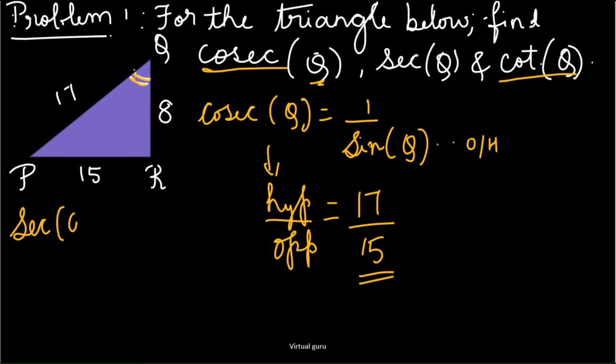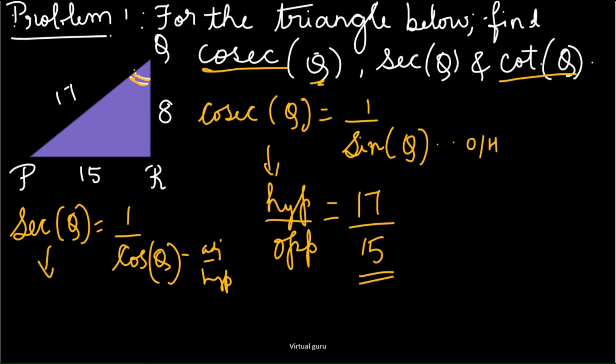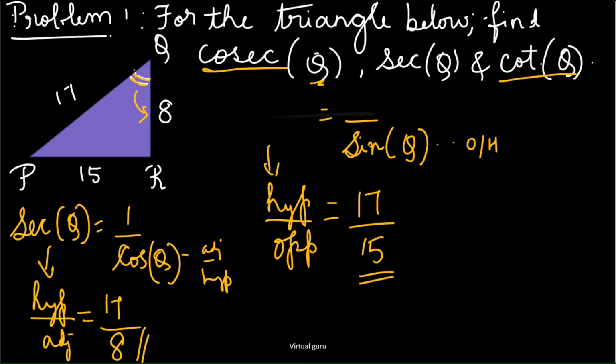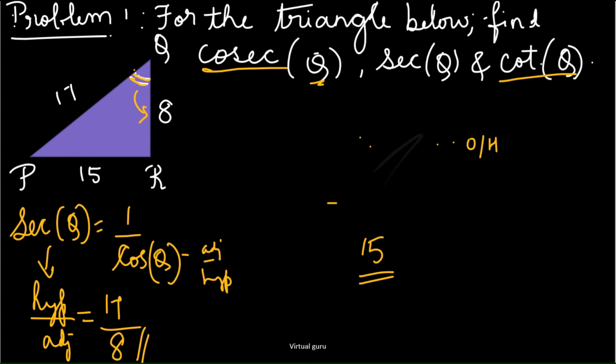Secant of Q. Secant is nothing but the reciprocal of cos, and we know cos is nothing but adjacent by hypotenuse. So our secant will be hypotenuse by adjacent. Hypotenuse will be the same. Adjacent of Q will be 8. So secant of Q is 17 by 8. Just like that we can do some other sums also.